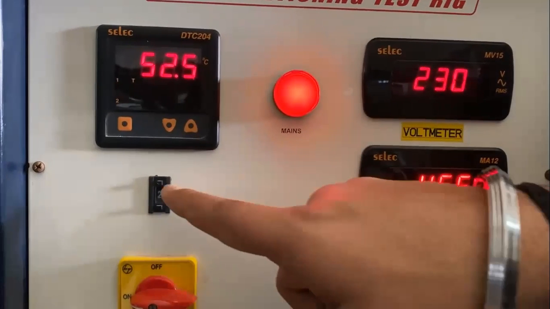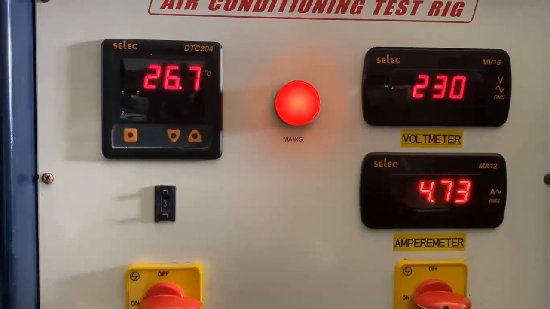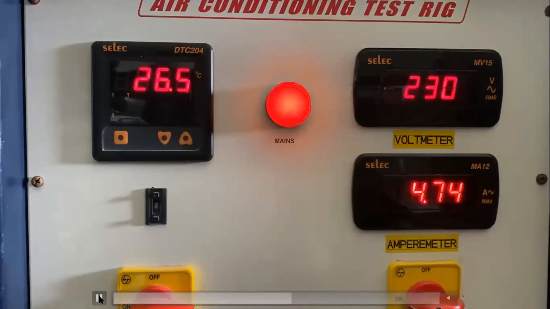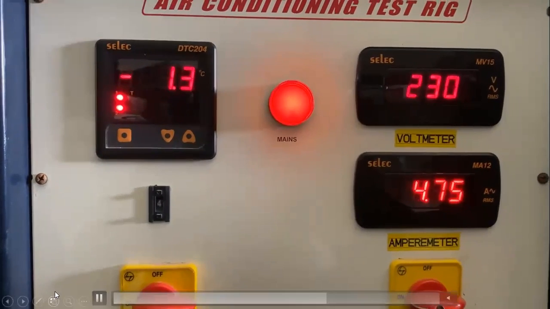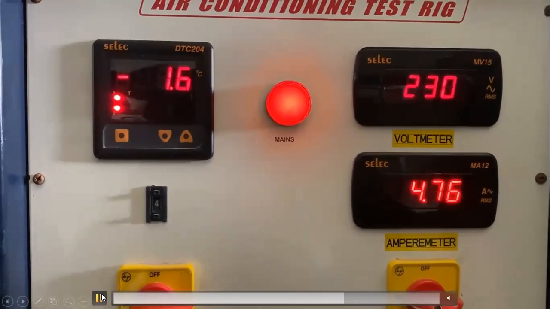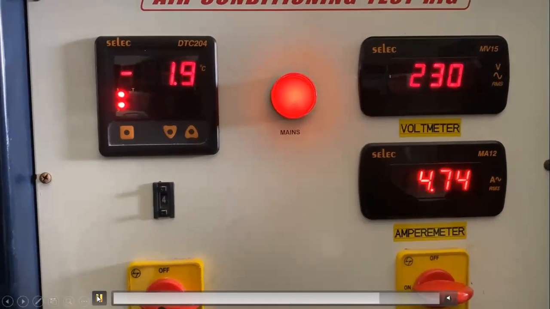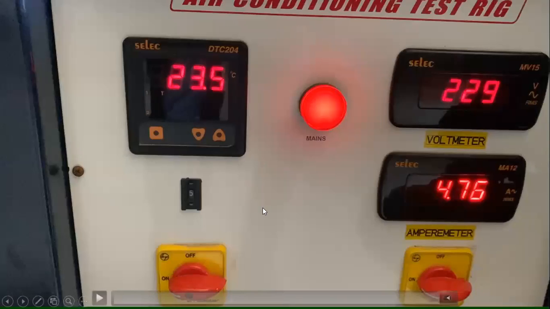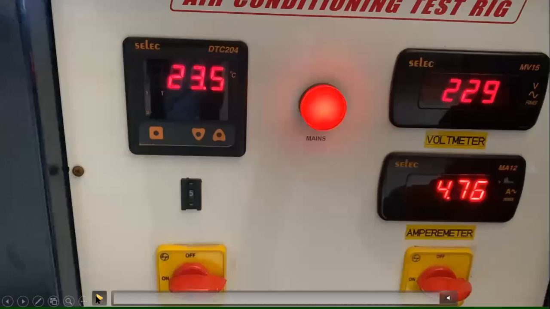52.5. This is the fourth temperature. And now the fifth one. I am interested in the fifth point. What is the fifth temperature? That is 23.5. It means outside air temperature. Outside air temperature is 23.5.